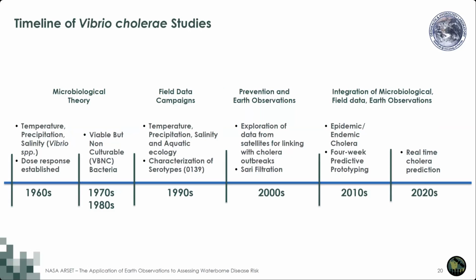And since then, in the last decade or so, we've spent a lot of time in our group with the University of Maryland developing this 4-week predictive system for cholera, especially in endemic and epidemic countries. And now we are moving towards real-time prediction of cholera, where we have developed this model. I will be able to tell you a bit more about the underlying science and the ways that we got there.